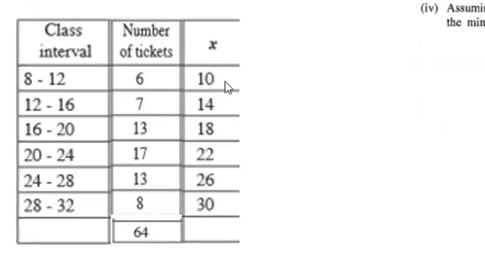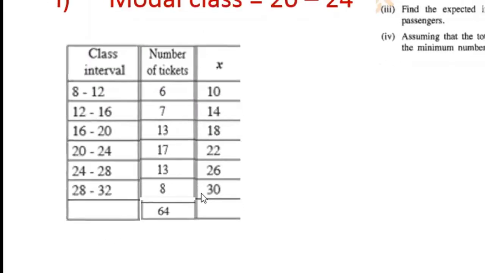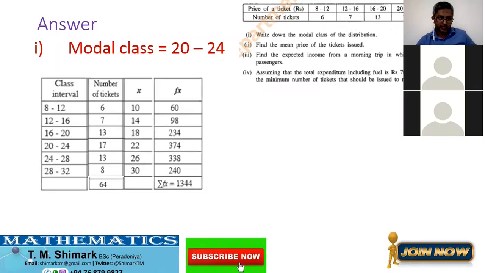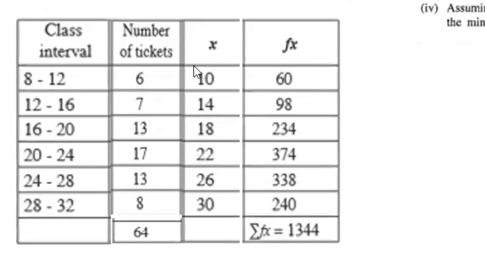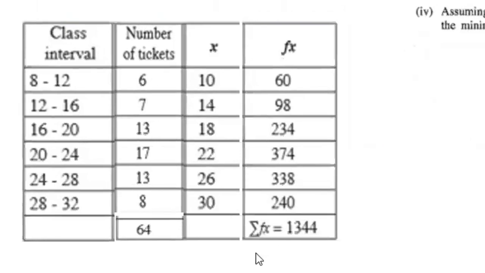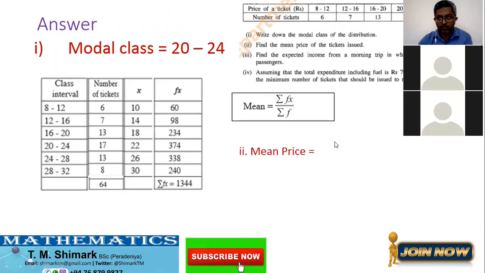Then you find the mid values, like this: 8 plus 12 divided by 2 is 10, 12 plus 16 is 28 divided by 2 is 14. So all the mid values you will find out, and then you will have to obtain fx, frequency multiplied by x, that means mid values. You will be getting the fx here, right? Then sigma fx, that means 64 will be the price. Mean price is 21, right? Divide and check, you will be getting 21.